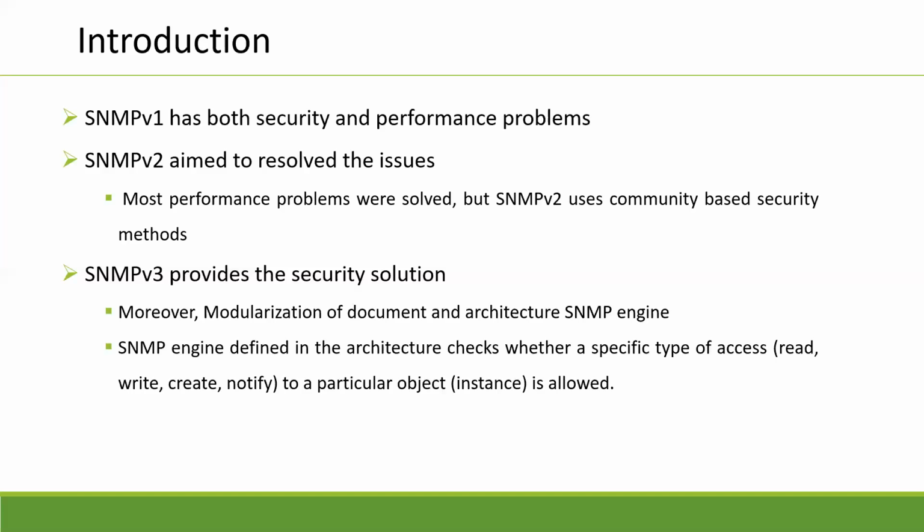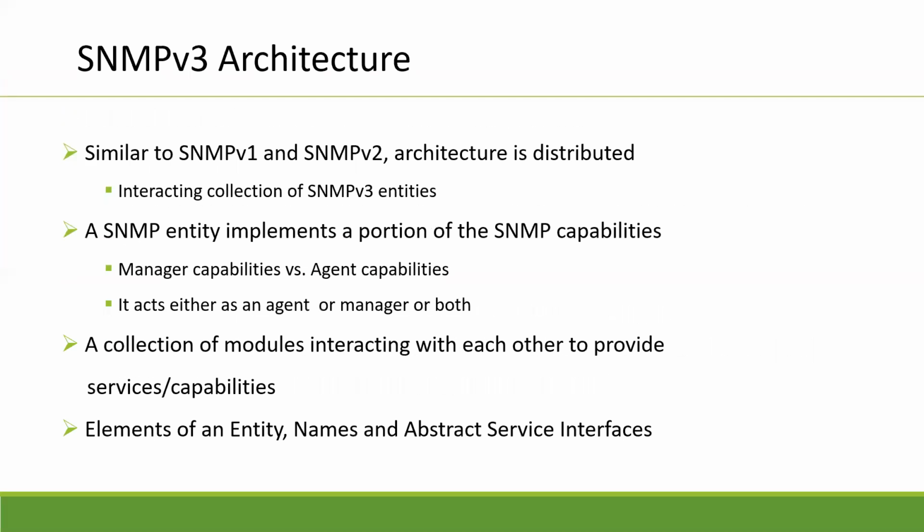It is nothing but more security, authentication and security. Then the access policy used in version 1 and version 2 is continued and formalized in the access control in version 3, also designated by VACM. So this SNMP engine defined in the architecture checks whether a specific type of access, already mentioned, read, write, create, notify, to a particular object or instance is allowed. Same thing I repeated here. These are all the key features of version 3.